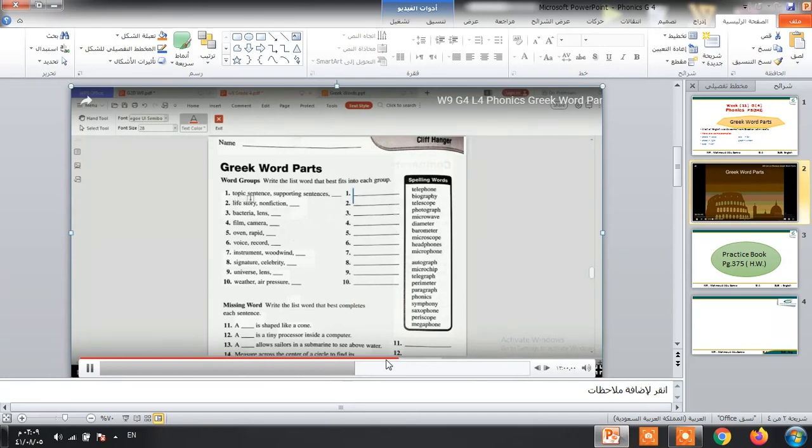So we have topic sentence, supporting sentences. So sentences together, which word was it? You are right. It is a paragraph.